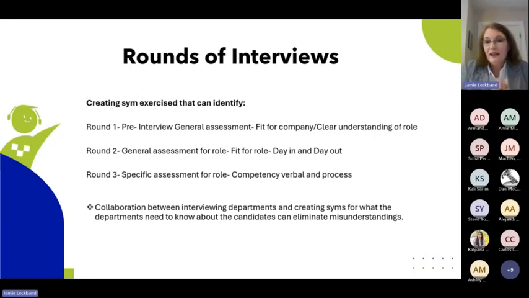And imagine, again, being able to integrate this in. So much like what you do when you integrate SymTrain into your onboarding, into your coaching, look at your interview process and say, okay, this is where I can reinforce to ensure that this candidate is right for this role. So round two, more of a general assessment for the role. So are they a fit for this role day in and day out?